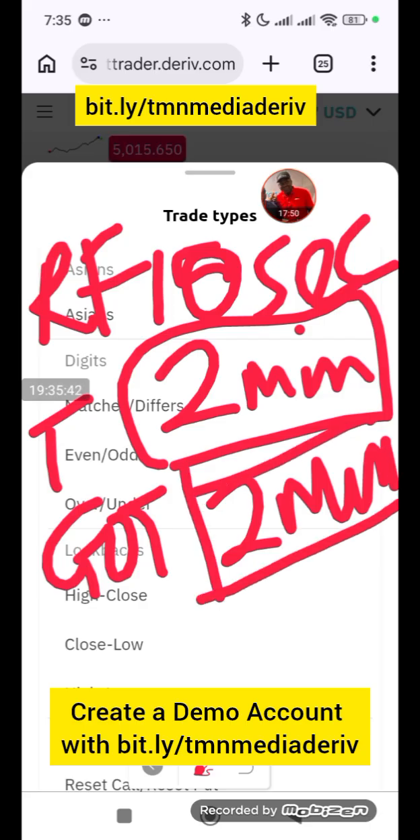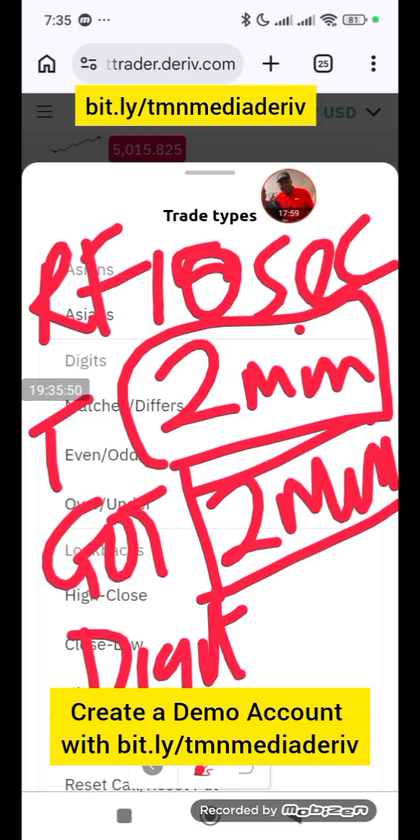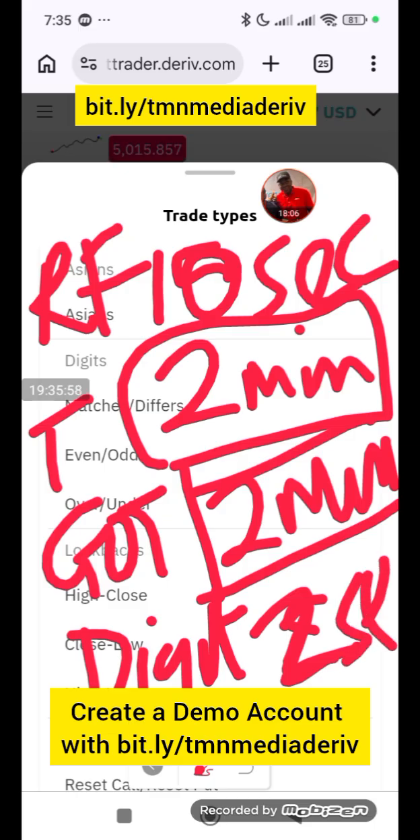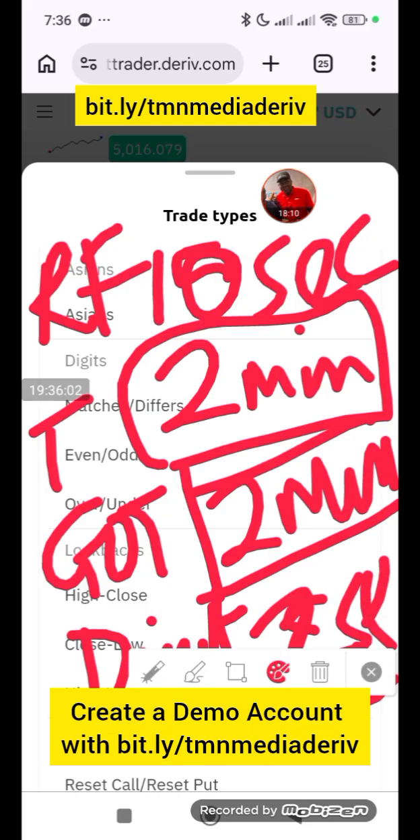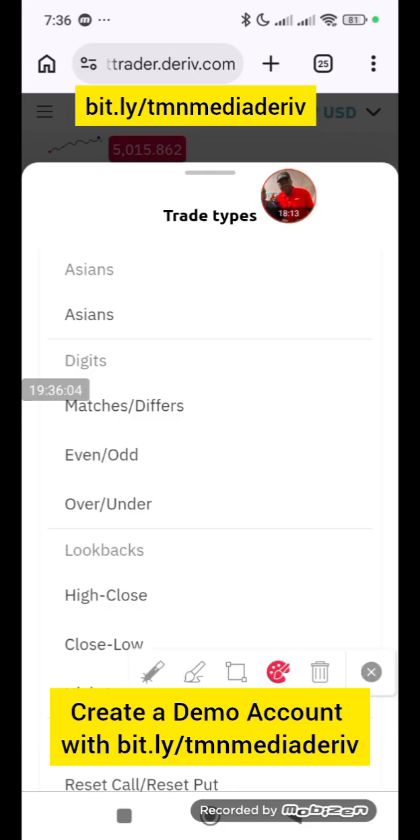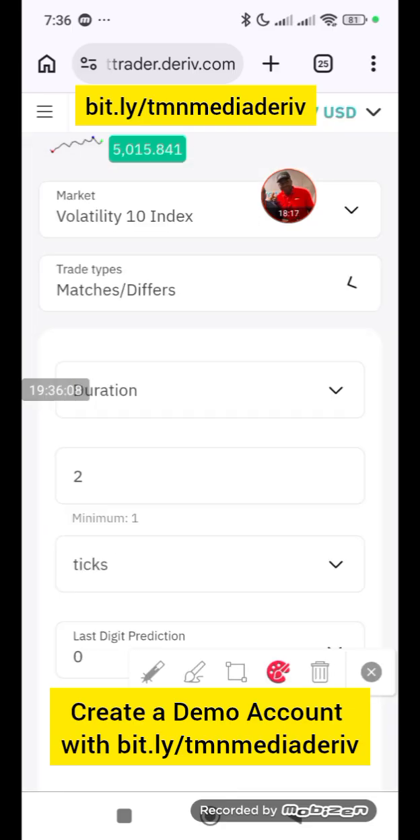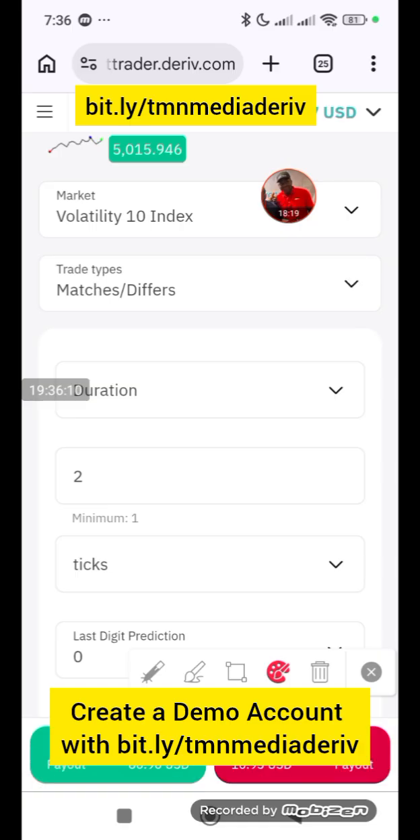So you can see that in trading digits, the minimum time is within seconds. Now you see these digits that I'm going to explain as the final explanation. The smallest time for it is 2 seconds. So it is the fastest of all. I'm going to use one to explain. Let's use match differs.